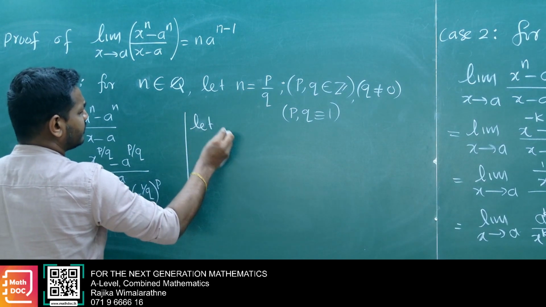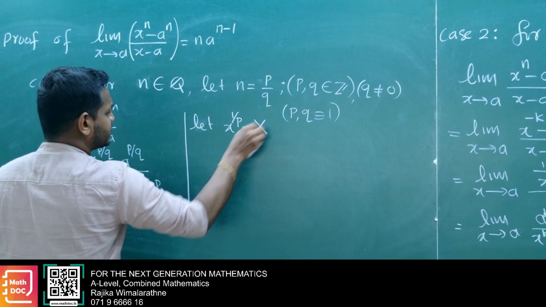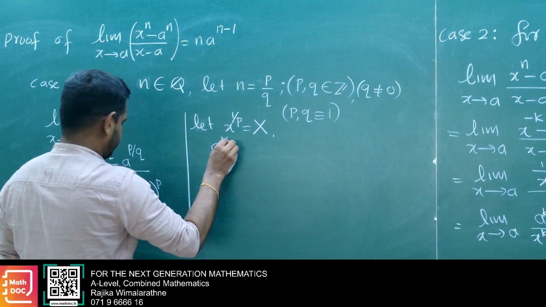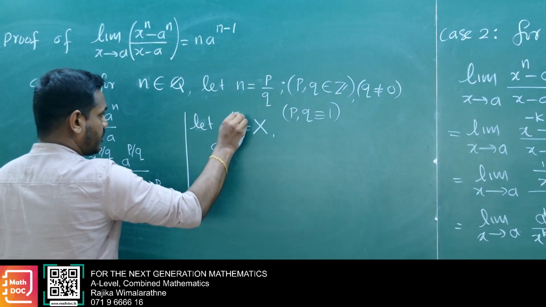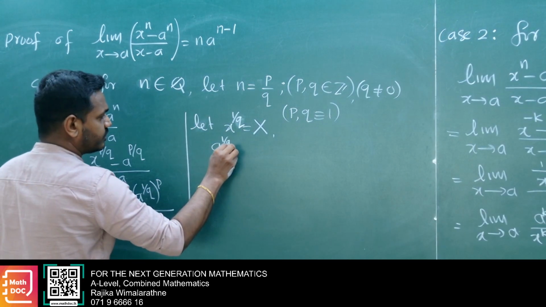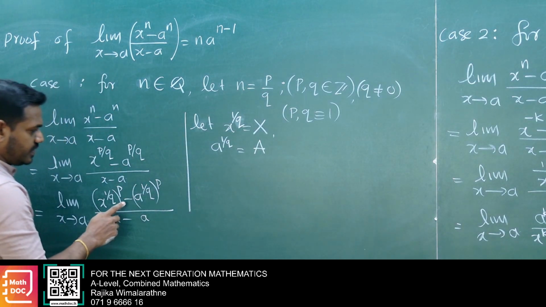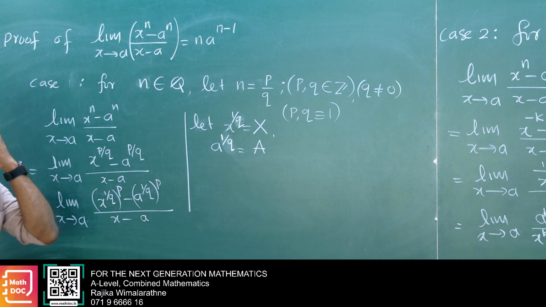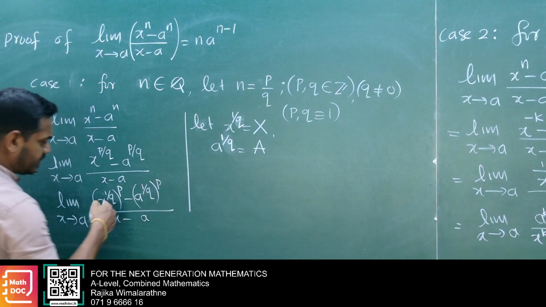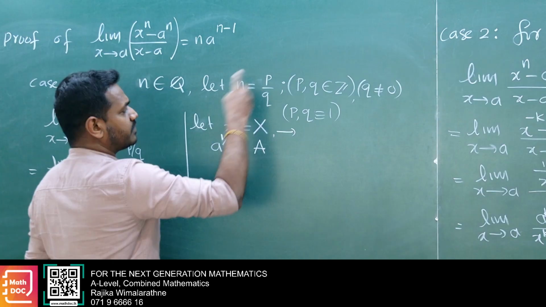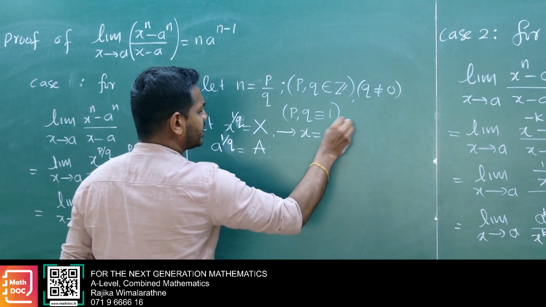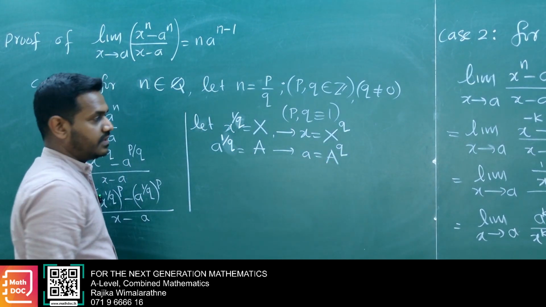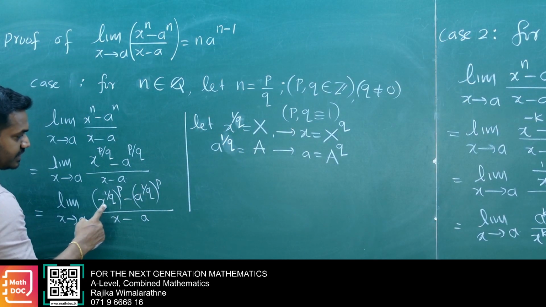Let x to the power 1 over q equal capital X. I'll take this one as capital X, and a to the power 1 over q, capital A. Now by this one you take power q: simply x equal capital X to the power q, simply a equal capital A to the power q. Then put capital X here, capital A here.